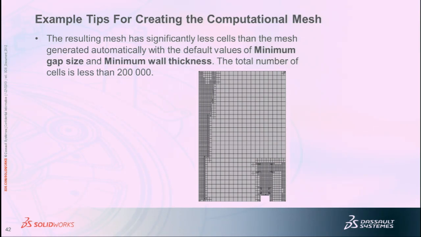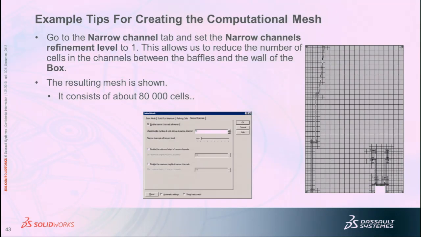And I'm going to show you what we did after that. We didn't totally ignore it. We went back after doing that. Went to the narrow channel refinement, set the refinement to 1. This allows us to reduce the total number of cells in the channels between the baffles and the wall, and the resulting mesh, again, went down to 80,000 cells. Okay, so we're trying to make it more manageable. We'll worry about the ejector later. Let's try to get this as low as we possibly can and still get a good mesh for the rest of the model.